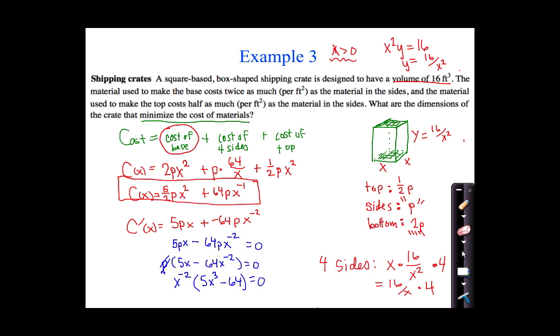And in fact, to solve this, 5x cubed equals 64. So x is going to be the cube root of 64 over 5, which, what is that? 12.8 cube root? Don't really know what that is. 2 point something.